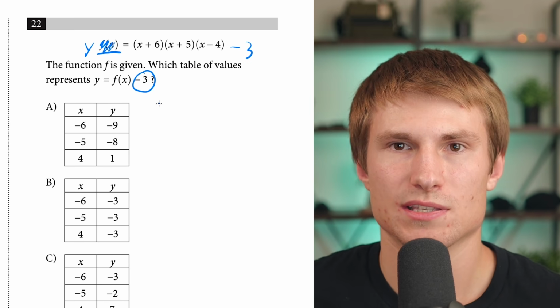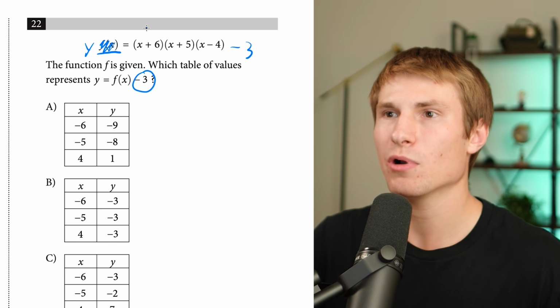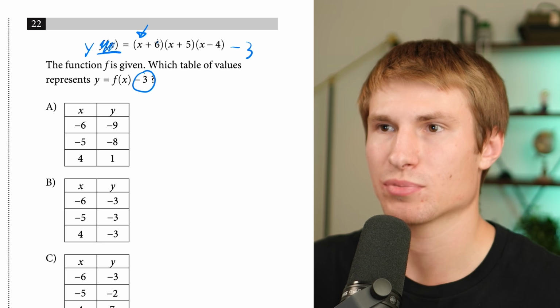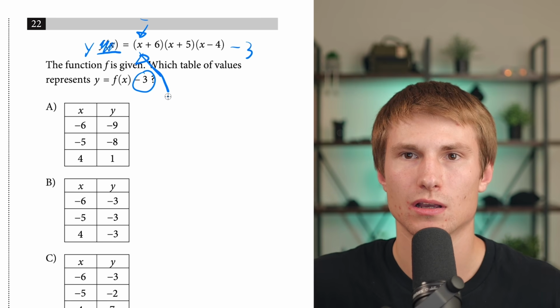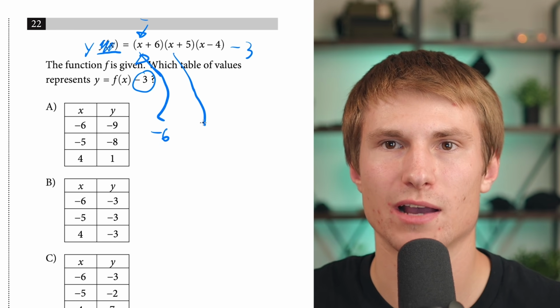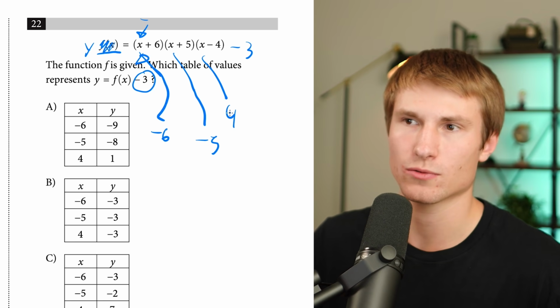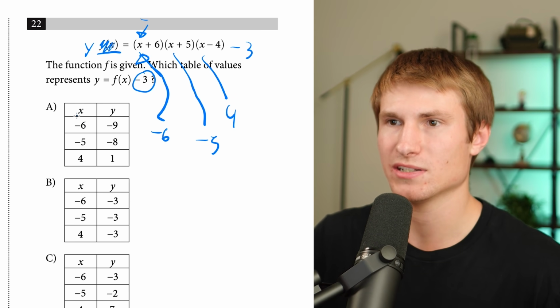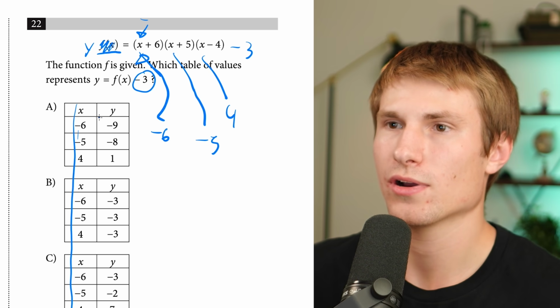The next thing that we see is that we have to find the table of values that represents it. The key thing that I'm looking for here is I want to find where I have a 0 in parentheses, which we're going to have when x is, sorry, let me write that where you can see it. We're going to have that where x is -6, because -6 plus 6 is 0. We're going to have that where x is -5, because -5 plus 5 is 0. We'll have that where x is 4, 4 minus 4 is 0. I'm going to look for those x values in my table here. I see all of them are in here, okay? So I know they're all there.